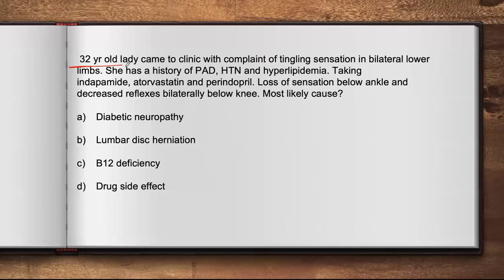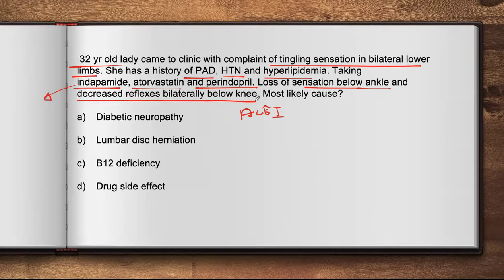Next, a 32-year-old lady came to the clinic with complaint of tingling sensation in bilateral lower limb. She has a history of peripheral arterial disease, hypertension, hyperlipidemia, taking indapamide, a diuretic for hypertension, atorvastatin, which is a statin, and perindopril, which is an ACE inhibitor for hypertension as well. Loss of sensation below the ankle and decreased reflex bilaterally below the ankle. That means ankle reflex is absent or decreased.